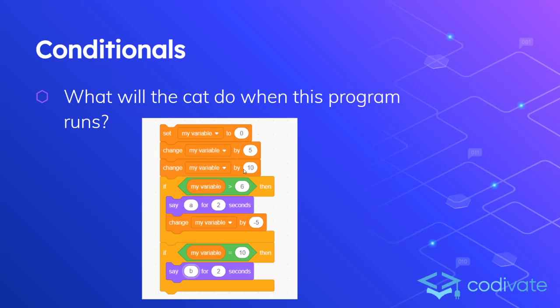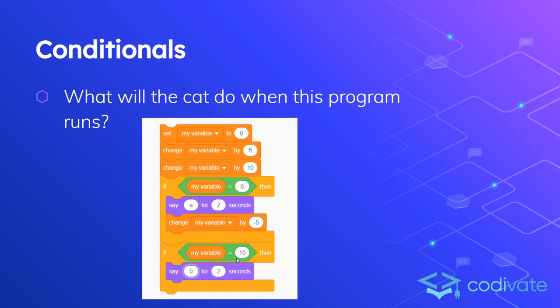Then we're adding 10 to it. So now 5 plus 10 is 15. So my variable is equal to 15 right here. Then we're checking if it's greater than 6. It is in fact greater than 6, so we're going to run whatever's in here. It says A, the cat says A, then we subtract 5 from our variable.